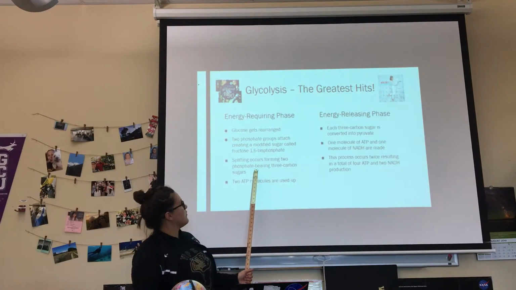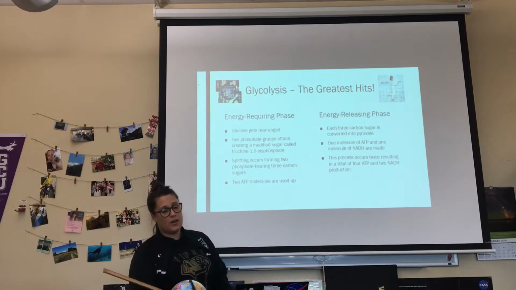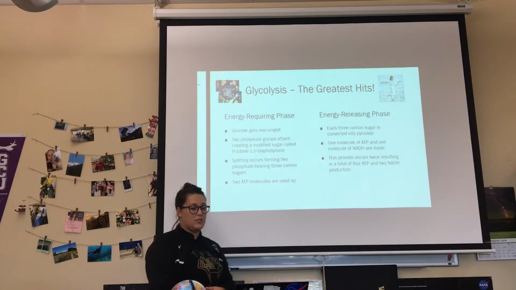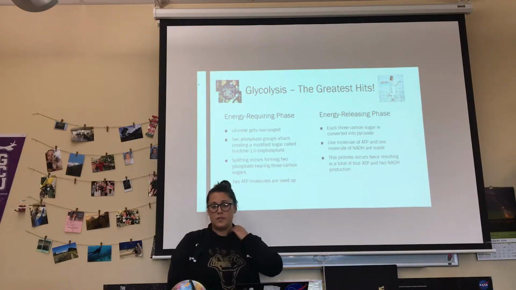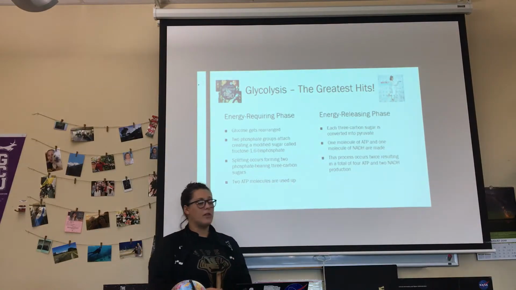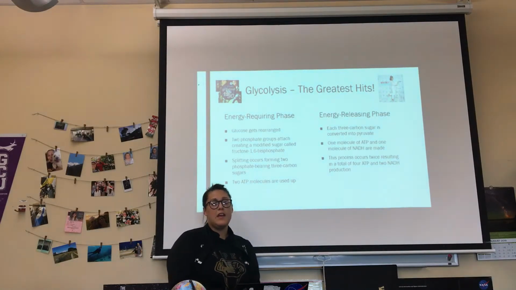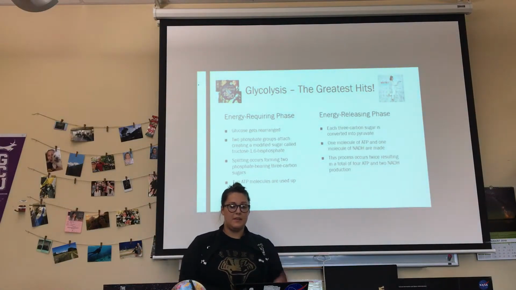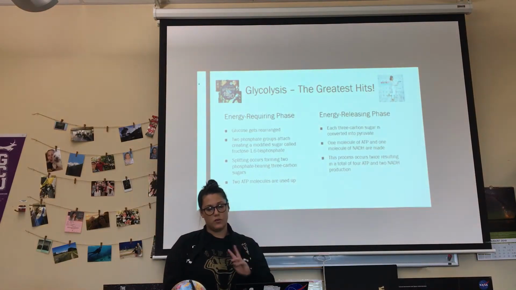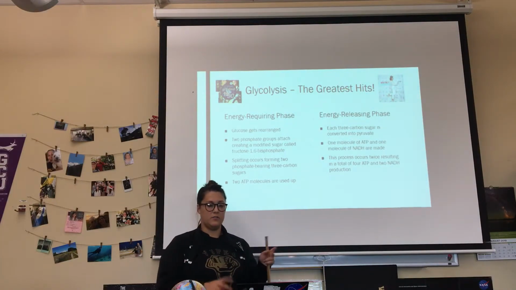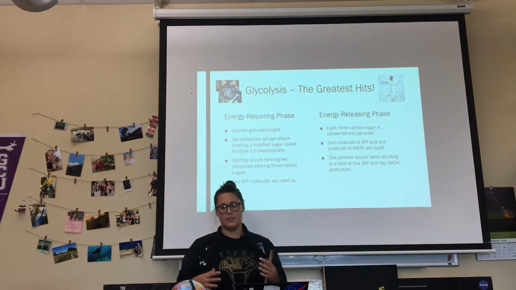So those 3-ring carbons from back before in the energy requiring phase are then made into pyruvate. And then 1 molecule of ATP and 1 molecule of NADH are produced. But because this process occurs twice, instead of having just 2 ATP and 2 NADH, we have 4 total net ATP and 2 total NADH. So it's a doubling. Instead of having just 2 and 1, we have 4 and 2 all together.